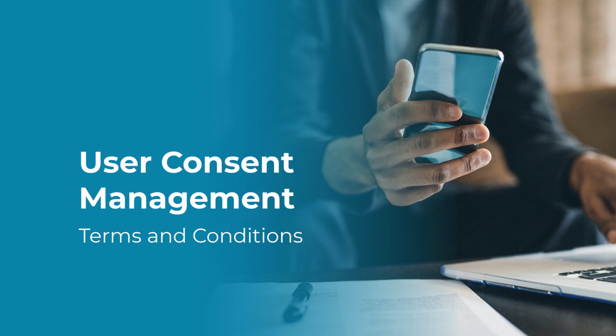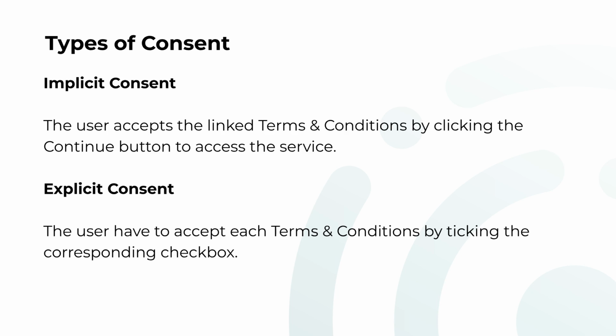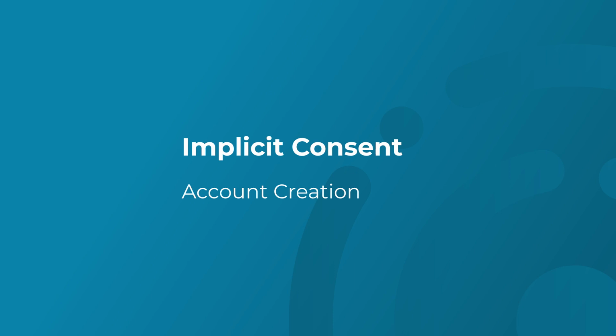In the following video, we will demonstrate how your terms and conditions of service can be integrated in the user registration and login flow. The authentication flow supports two types of consent. If the consent is implicit, the user accepts the linked terms and conditions by clicking the Continue button to access the service. When the consent is explicit, the user has to accept each terms and conditions by ticking the corresponding checkbox. Let us begin by creating an account with implicit consent.